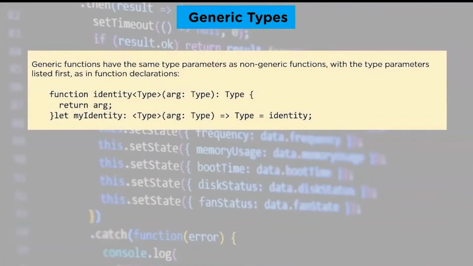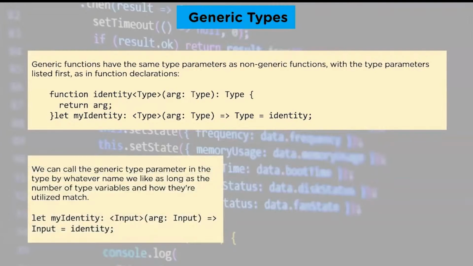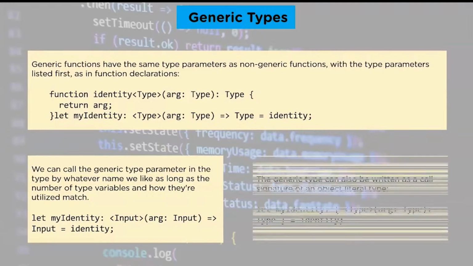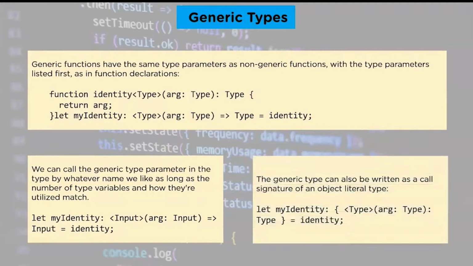Generic functions have the same type parameters as non-generic functions, with the type parameters listed first, as in function declarations. We can call the generic type parameter in the type by whatever name we like, as long as the number of type variables and how they are utilized match. The generic type can also be written as a call signature of an object literal type.